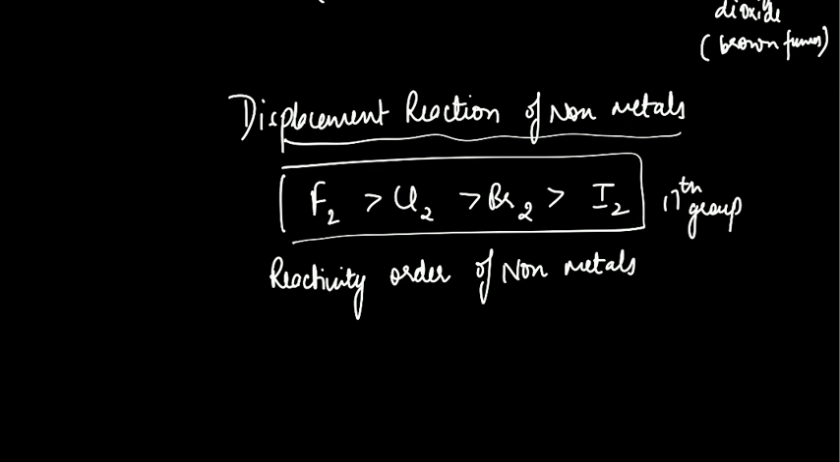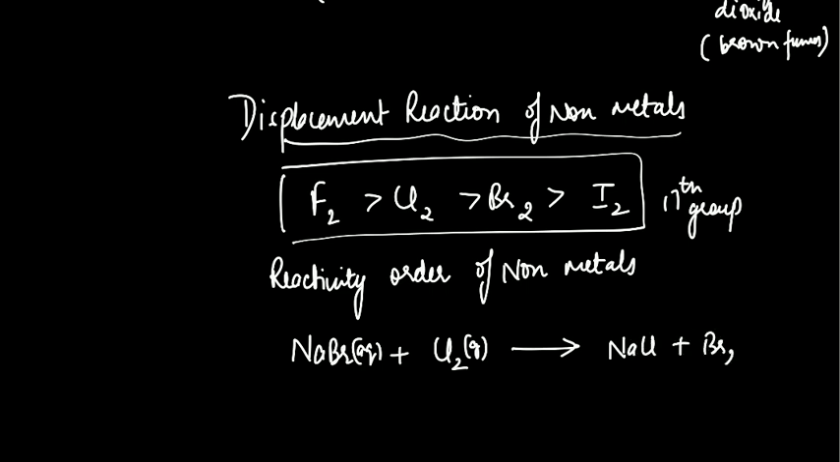So over here, let's write a reaction. If you have sodium bromide reacting with chlorine, according to the above reactivity order, we can see chlorine is more reactive than bromine. So it's going to kick bromine out of this particular solution, and it's going to form its own salt. This is aqueous, this is gas. So we have NaCl and bromine is going to be released. This is aqueous again. So this is a displacement reaction.